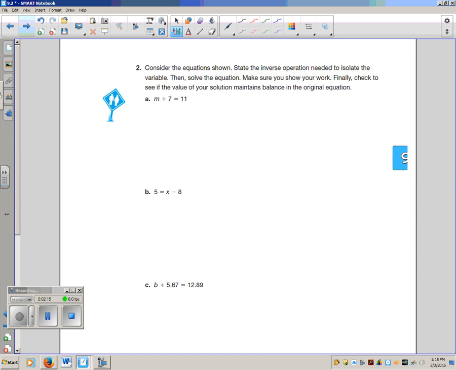So on the next page, m plus 7 equals 11. We're trying to get the m by itself. The operation on the m side is plus 7. The inverse of that is minus 7. Write that underneath it. If you write minus 7 on the left, you have to write minus 7 on the right. Plus 7 minus 7, that's 0. Cross it out. 11 minus 7 is 4. So what I want you to write is m equals 4.